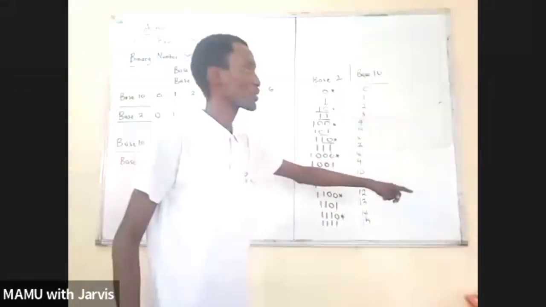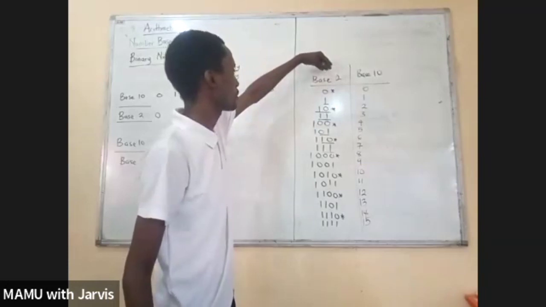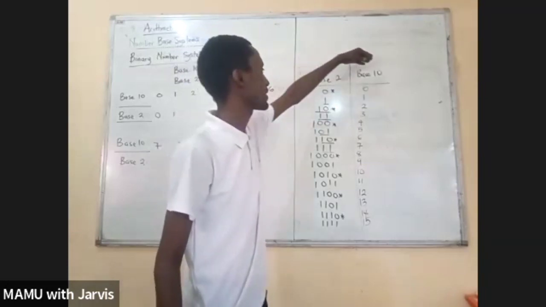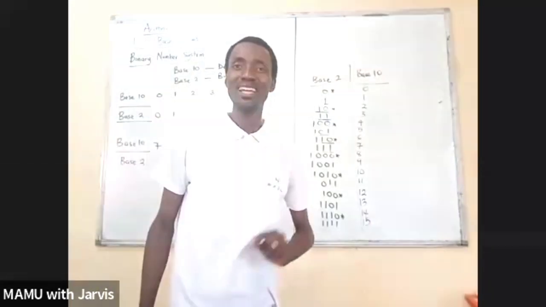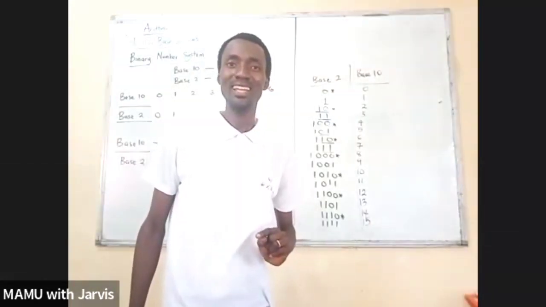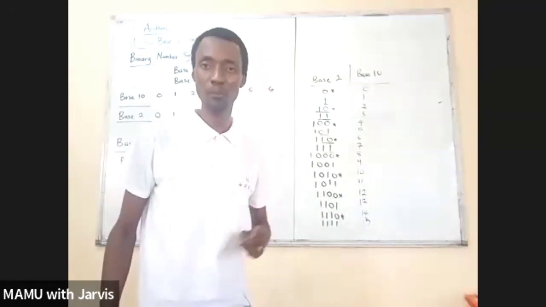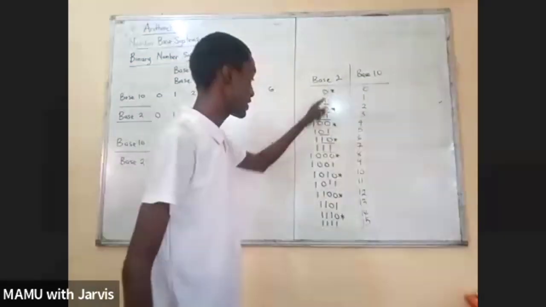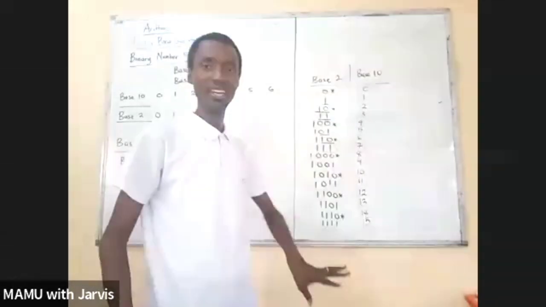A 1. So anytime you are converting numbers from base 10 to base 2, if the number is odd, there is no way the last digit will be 0. The only time the last digit will be a 0 is if the number is what? Even. So that's what you need to know here.